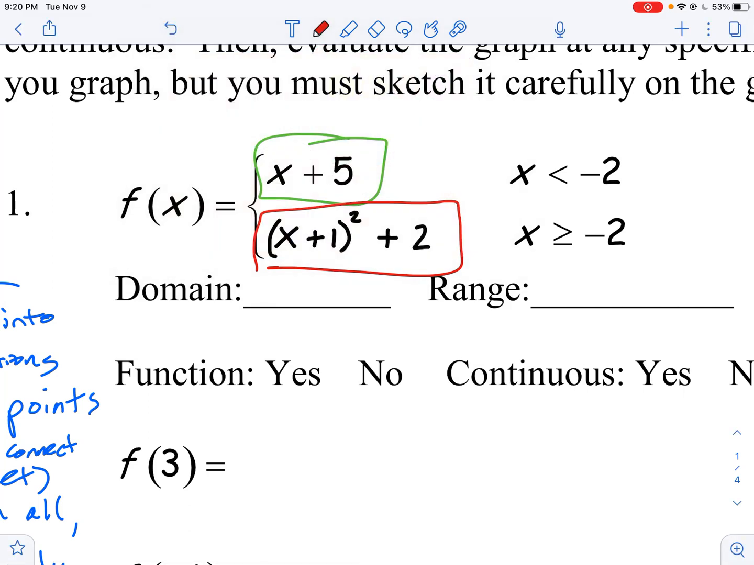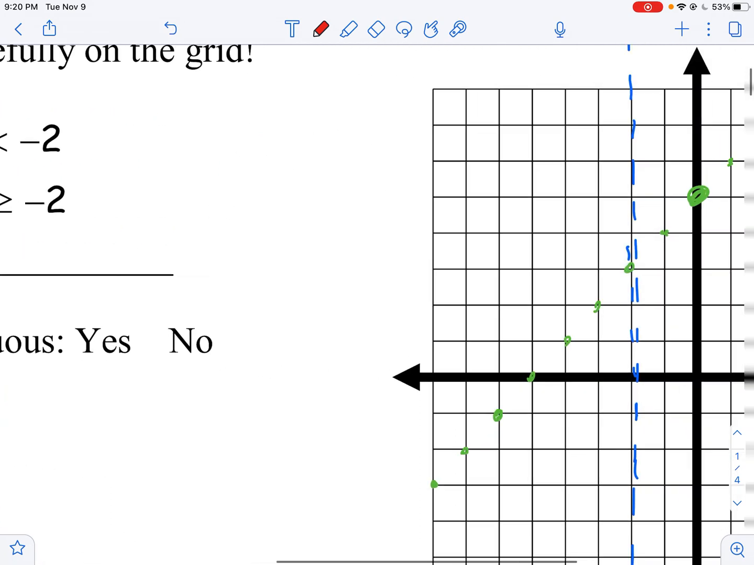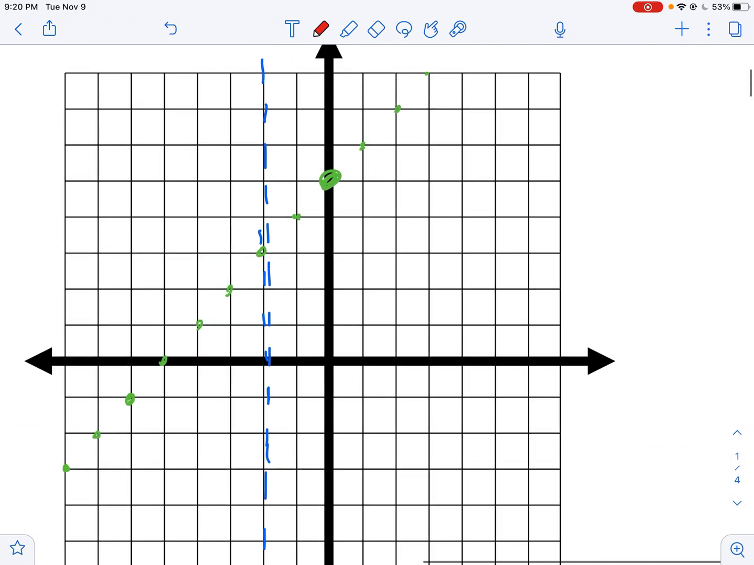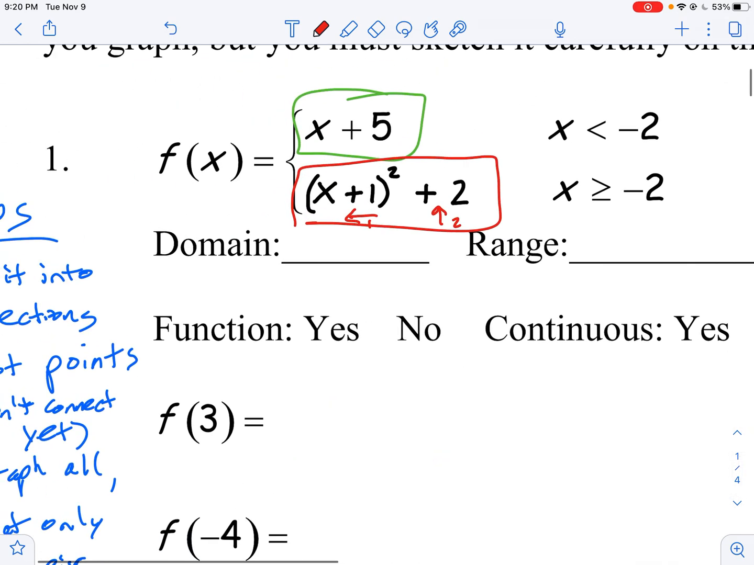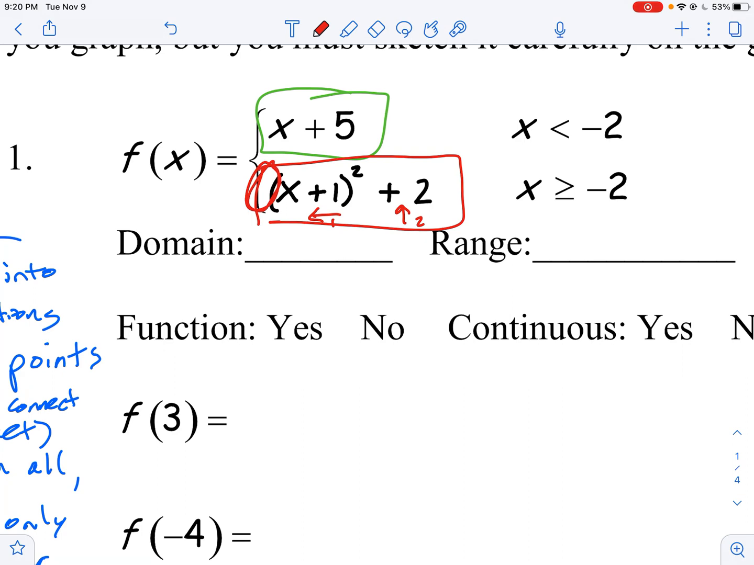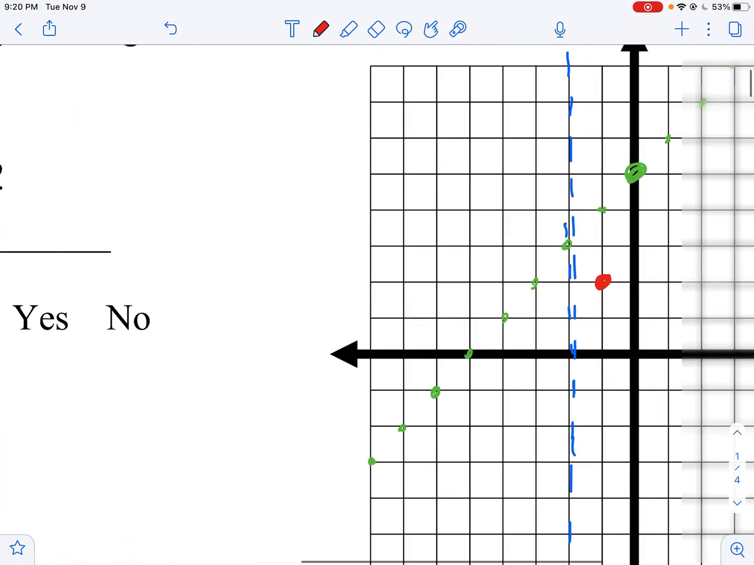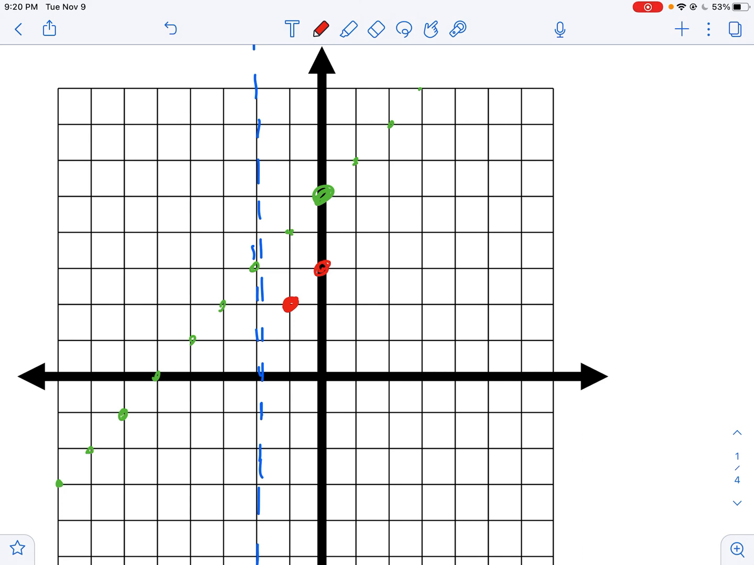Next one. This is a quadratic. At least my vertex has moved left 1, up 2. So I'm going to go over here and go left 1, up 2. Here's my vertex. And since there's no number in front, my a value is just 1, so it has a normal slope. I'm going to go up 1, then up 3, and then up 5. On the other side, I go up 1, and up 3, and that's as far as I can go. So here's my graphs so far.